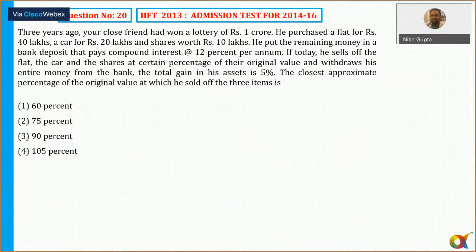Come to question number 20. It says 3 years ago, your close owner, he purchased a flat, a car, and shares worth 70 lakh, so he invested some of it, isn't it? And he put the remaining money to a deposit that pays a compound interest. So he deposited it at interest.